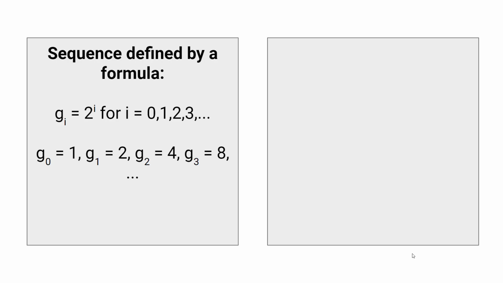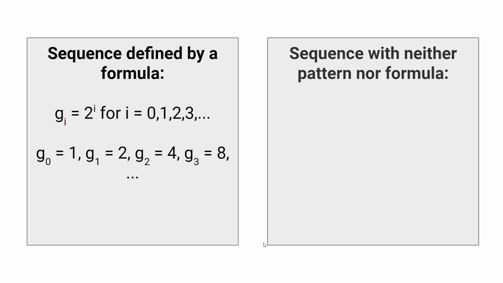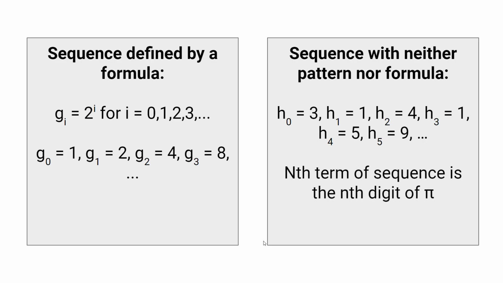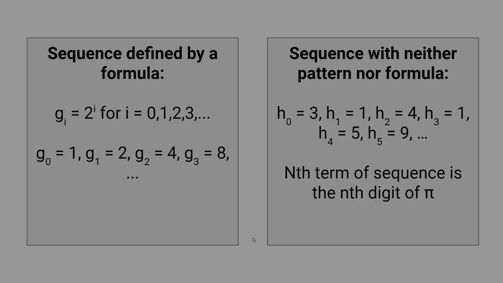But sequences don't have to have any particular pattern at all. Look at the sequence H given by H0 is 3, H1 is 1, H2 is 4, H3 is also 1, H4 is 5, H5 is 9, and so on. The pattern here, if you can call it that, is that Hn is the nth digit of the number pi. There's no real formula or visual pattern here. It's just a direct mapping from the index to the digit.